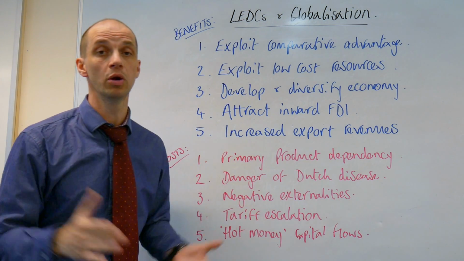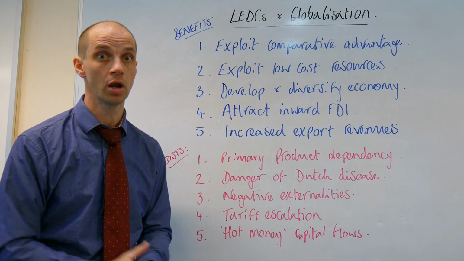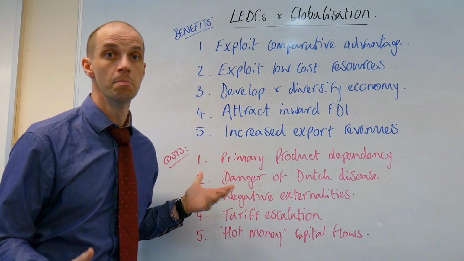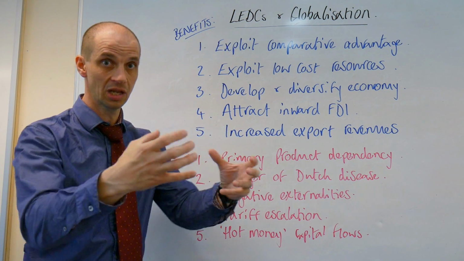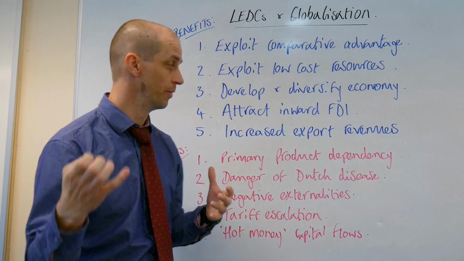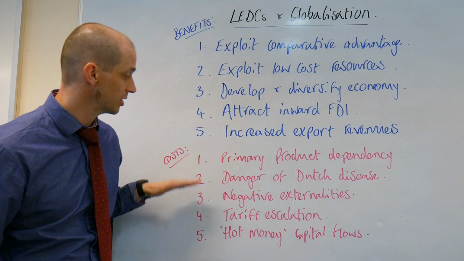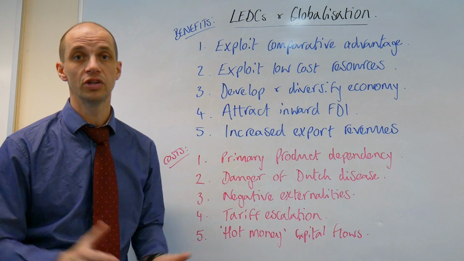Well, we can see that there will be declining terms of trade in the long run. Okay, so that will mean that more goods need to be sent abroad to actually maintain that same quantity of imported goods from overseas countries. Okay, number 2, danger of Dutch disease.